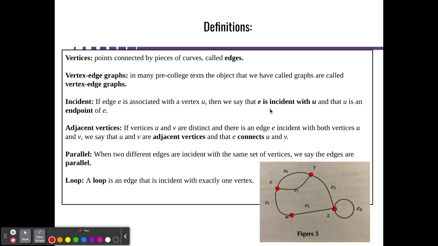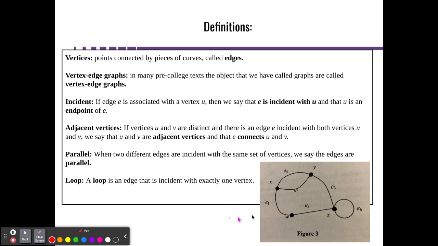Incident. An edge is incident with U if the edge is associated with a vertex. For example, we could say that E4 is incident with Y because E4 runs into Y. We could say E3 is incident with Y because E3 runs into Y. Y is its endpoint for E3. We could say E6 is incident with Z because E6 ends at Z, and so forth. So incident has to do with our endpoint.